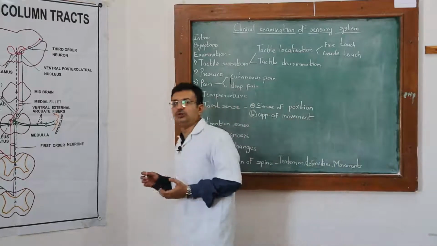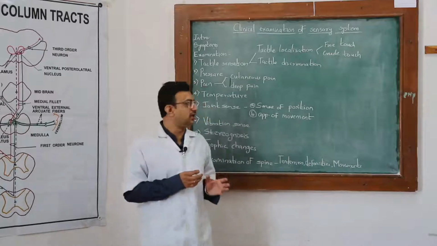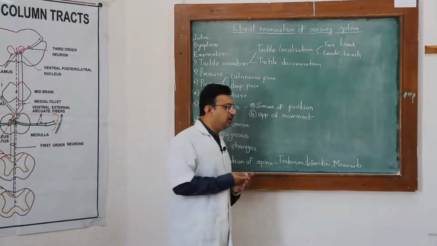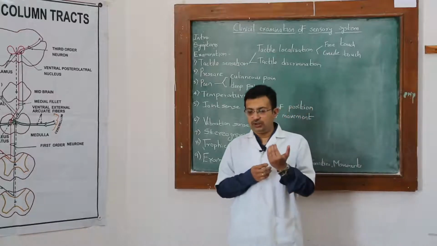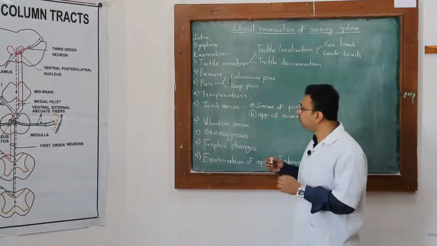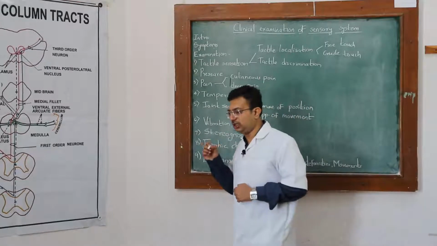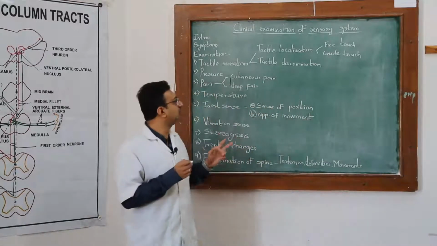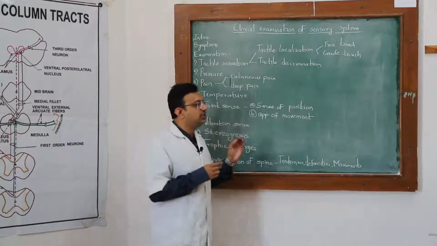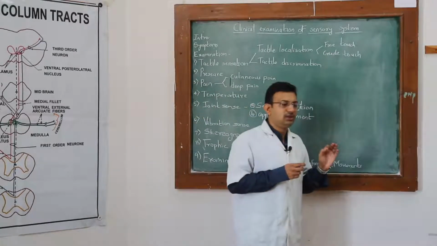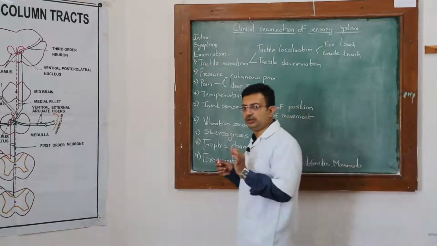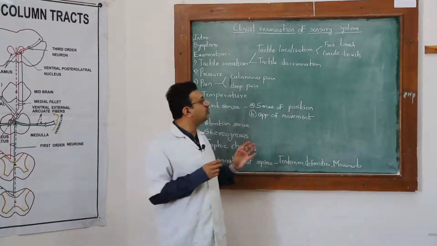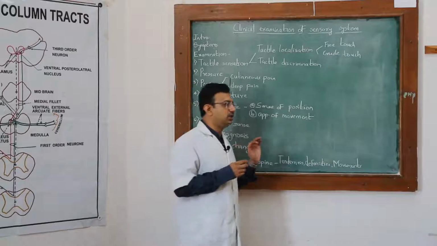Now this is also known as topognosis, tactile localization, in which we will examine how the person is able to localize a particular thing. Now fine and coarse, these are two words. Fine means you will be using very soft material like a wisp of cotton for examination, and crude is you can examine by touching.